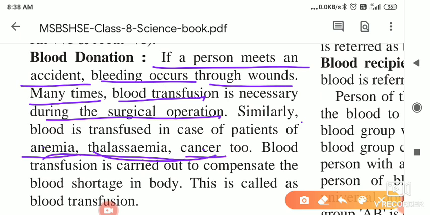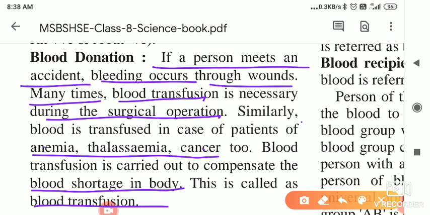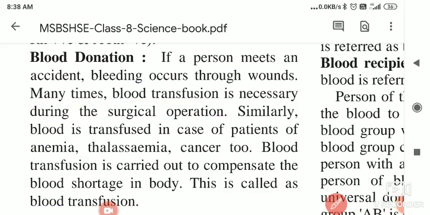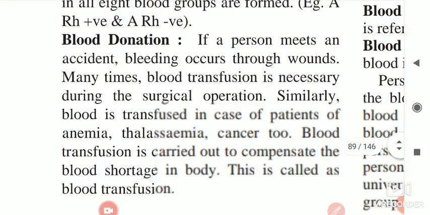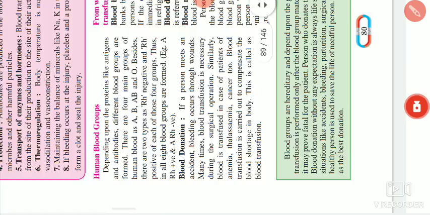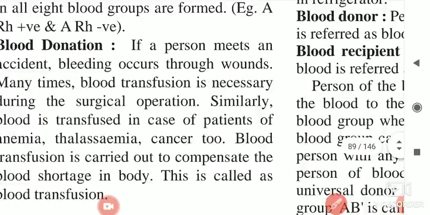In these types of diseases, the blood of the patient's body we have to transfuse or change. So blood transfusion is carried out to compensate for the blood shortage in the body, and this is called blood transfusion. It means if less blood is there in the body, or blood flows out in an accident, the patient requires blood, and at that time blood transfusion takes place or is necessary.